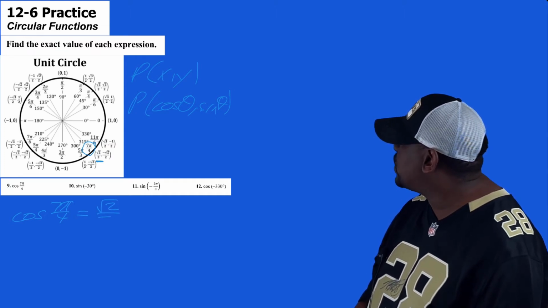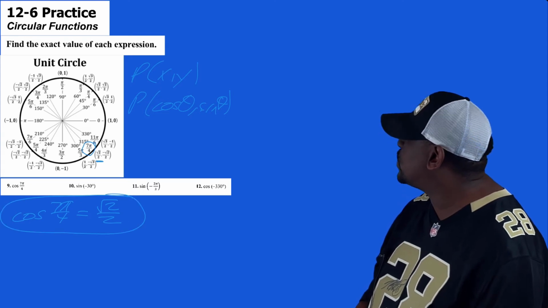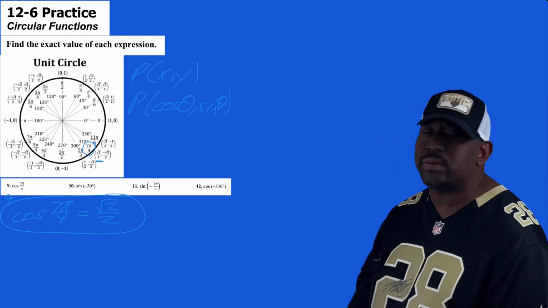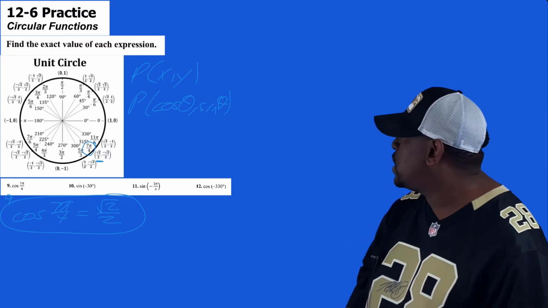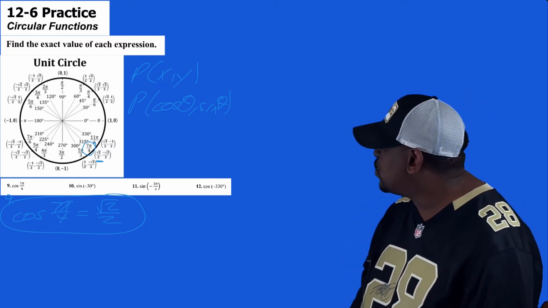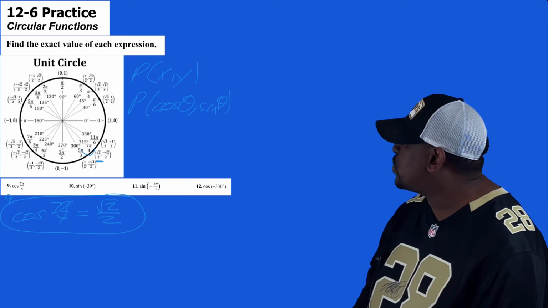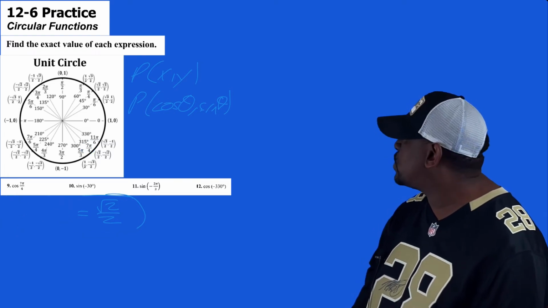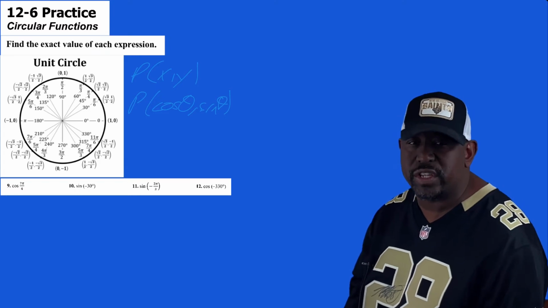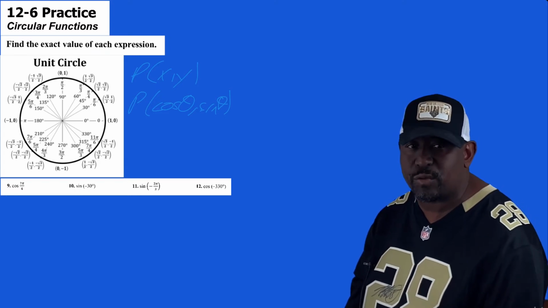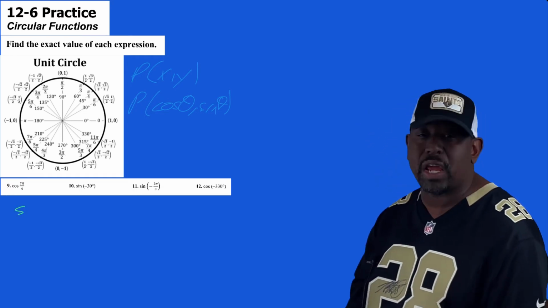The first value is cosine. So the cosine is the square root of 2 over 2, because x in that problem is the square root of 2 over 2. And so your value for cosine of 7 pi over 4 is square root of 2 over 2. So it's pretty easy. You just locate the point on the unit circle, figure out what the x and y are. If it's cosine, it's the x coordinate. And if it's sine, it's the y coordinate.